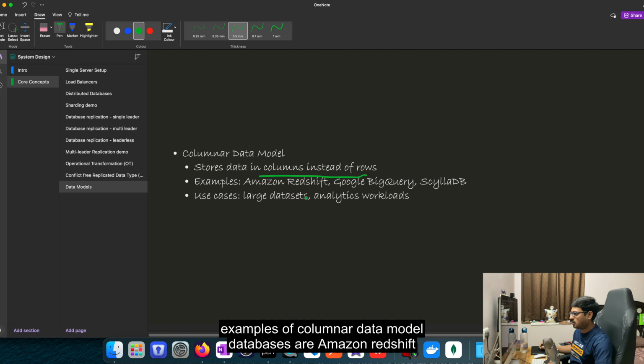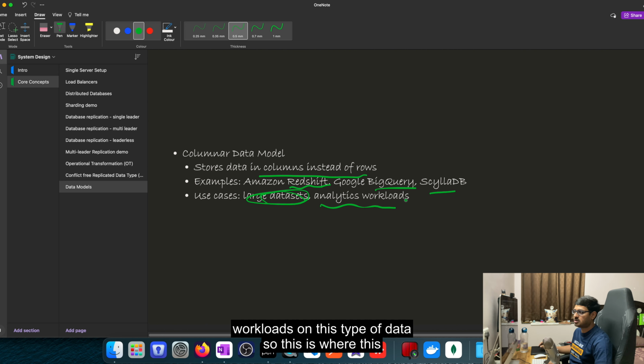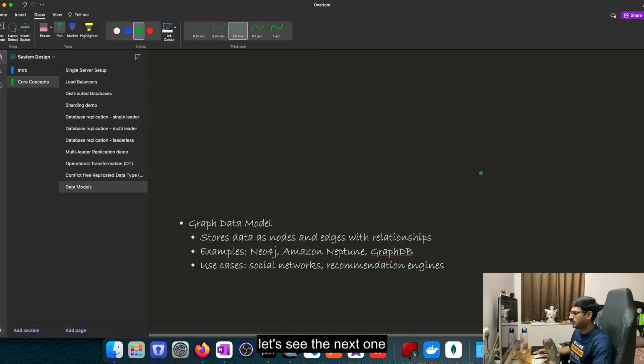Some examples of columnar data model databases are Amazon Redshift, Google BigQuery, and ScyllaDB. This is mainly used when we have large data sets involved and we need to run some heavy analytics workloads on this type of data. So this is where the columnar data model is heavily used. Let's see the next one.